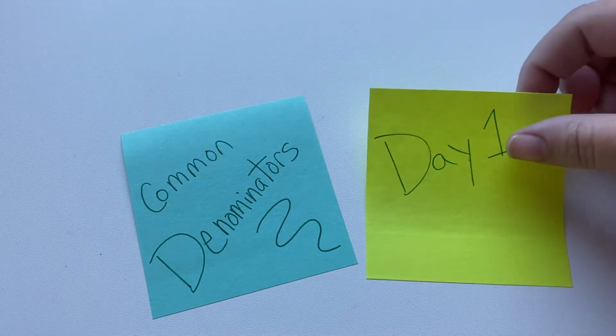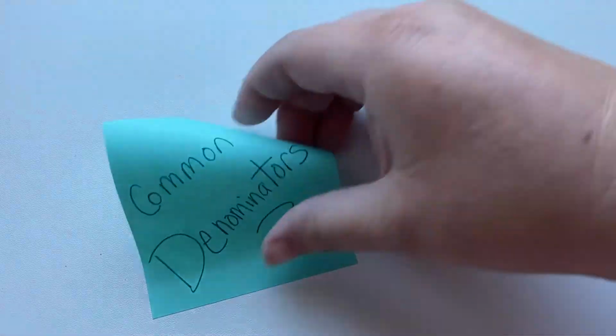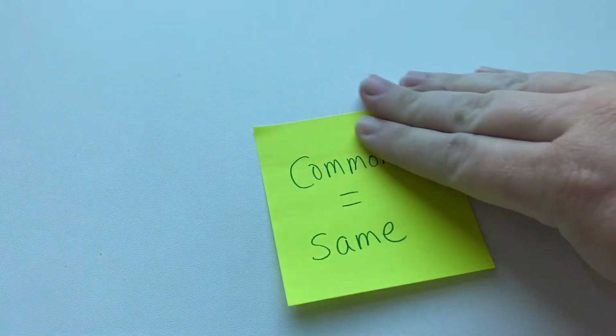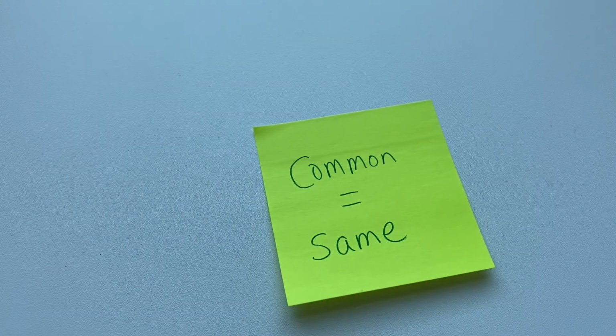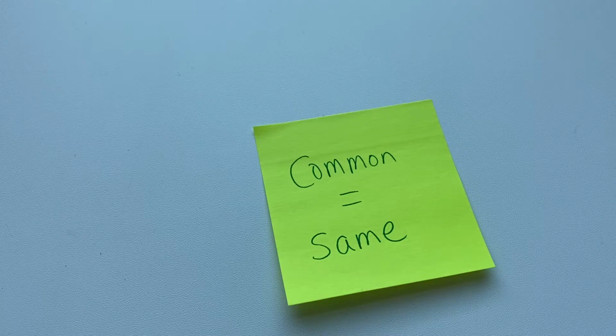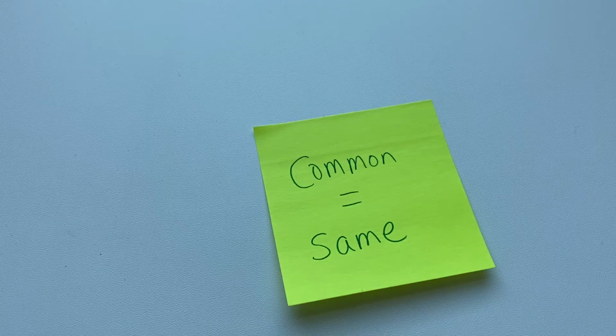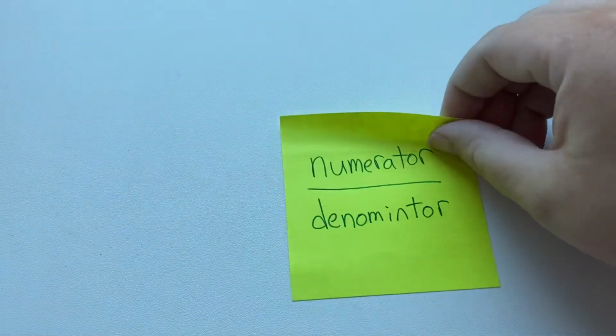So let's talk about these two words, common and denominator. In this case, when we talk about common, we're talking about in common, like they have it in common, or it's the same, okay? When you say common denominator, you are looking for two fractions or more that have the same denominator. What's a denominator, you might ask?